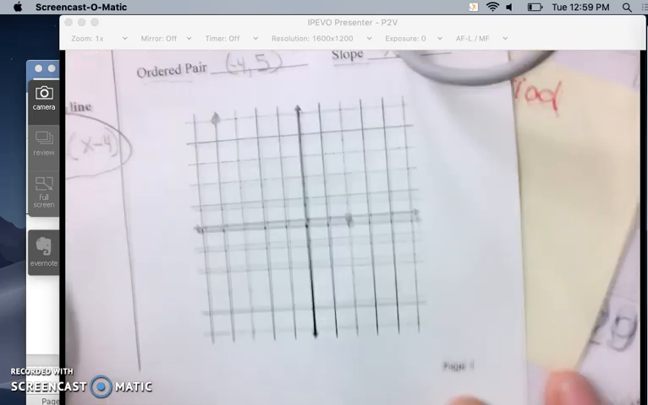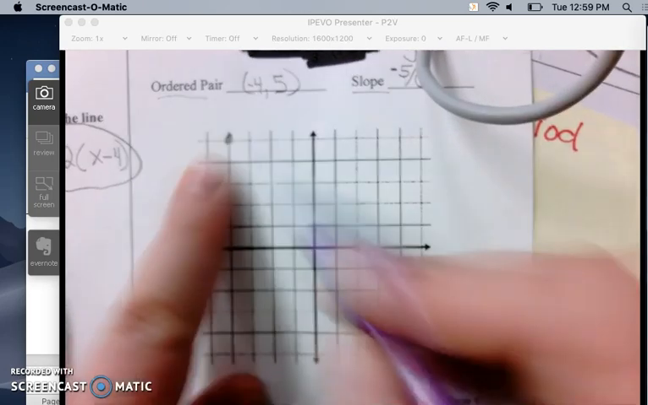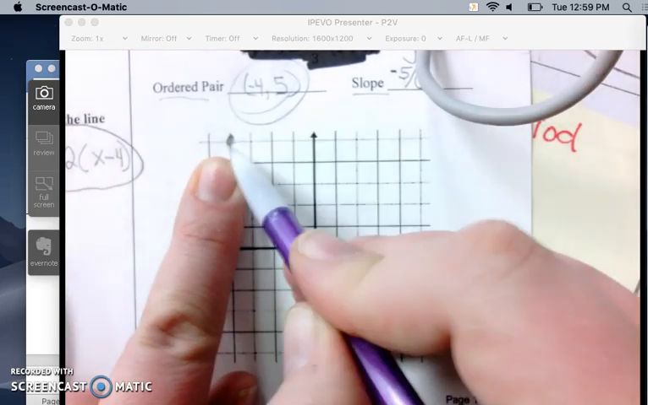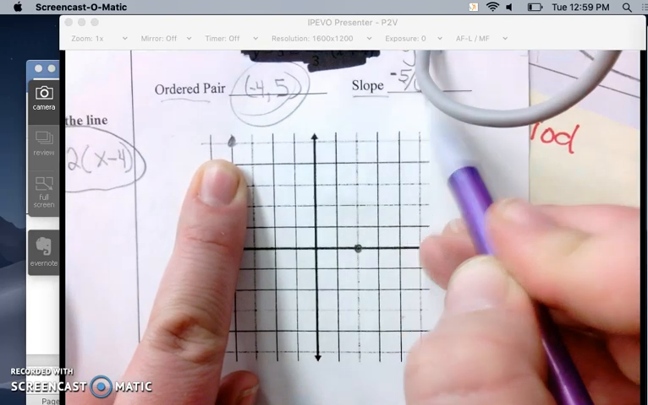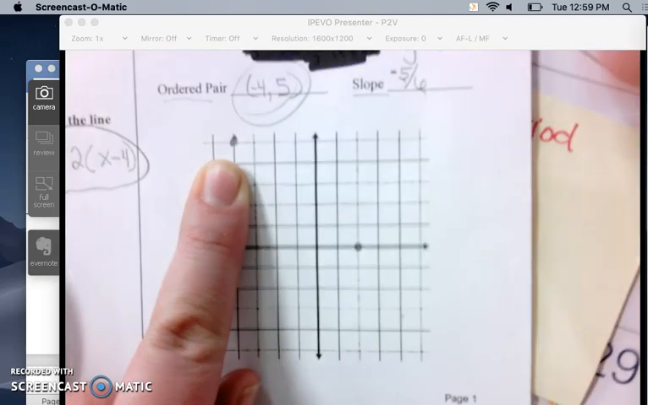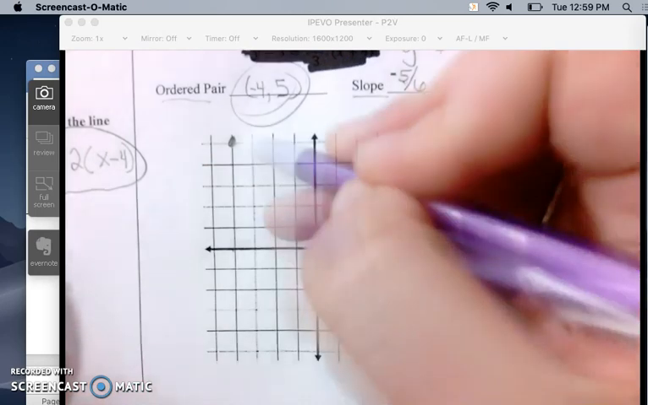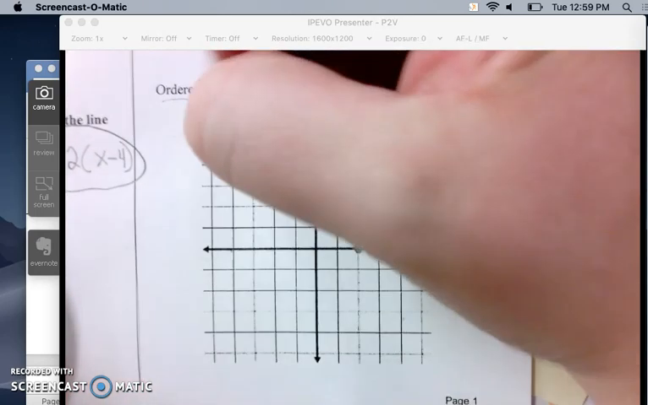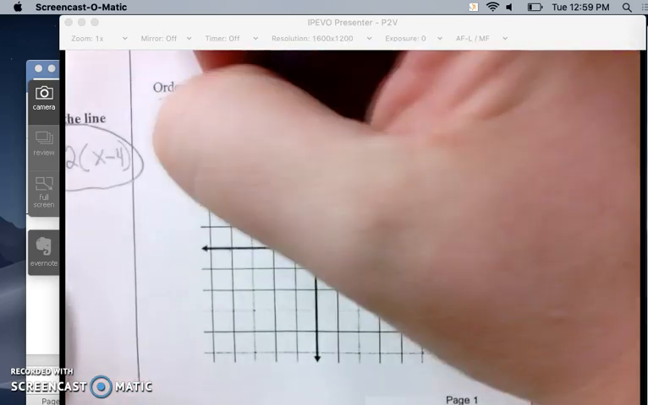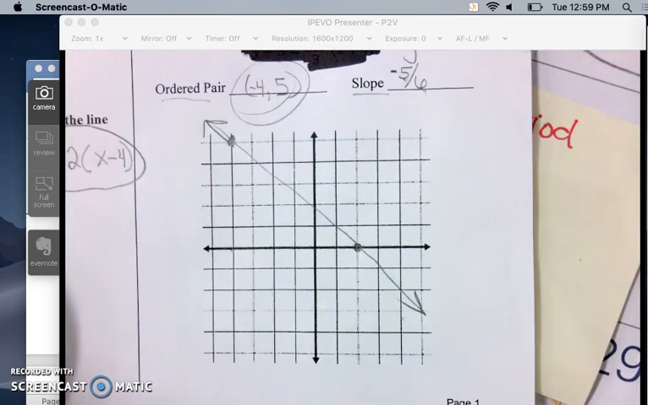Okay, sorry. So from this ordered pair, I go down 5 and to the right 6. So down 5 to the right 6. And I need to connect these with 2 arrows. And that is all.